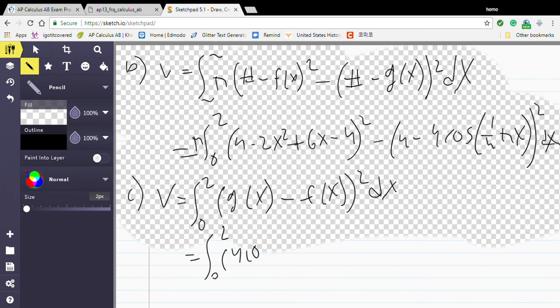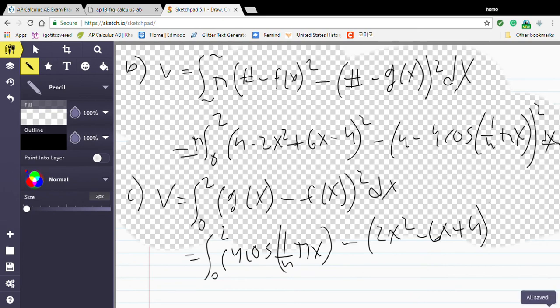And we know g of x is 4 cosine of 1 over 4 pi x, minus 2x squared minus 6x plus 4, the whole thing squared, dx. And there's your answer to C.